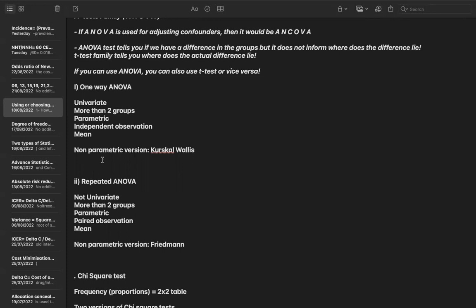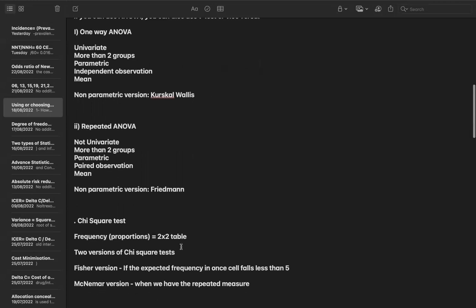Ordinal data. The non-parametric version of one-way ANOVA is the Kruskal-Wallis test, and the non-parametric version of repeated ANOVA is Friedman. Okay, this is just to remember.